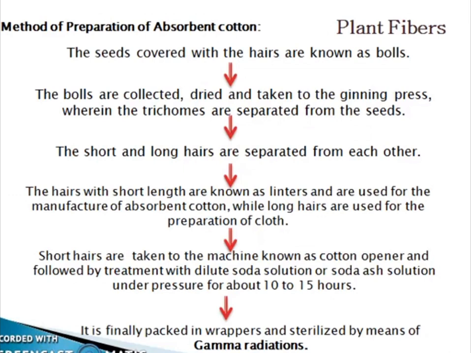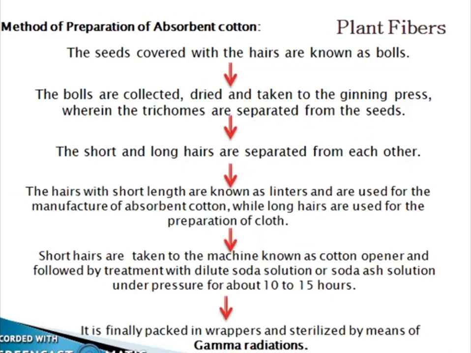Then it is going to be treated with the soda solution or soda ash under pressure for about 10 to 15 hours at a pressure of 1 to 3 atmospheric pressure. So finally it is going to be sterilized. Finally it is going to be packed in wrappers and sterilized by means of gamma radiation.